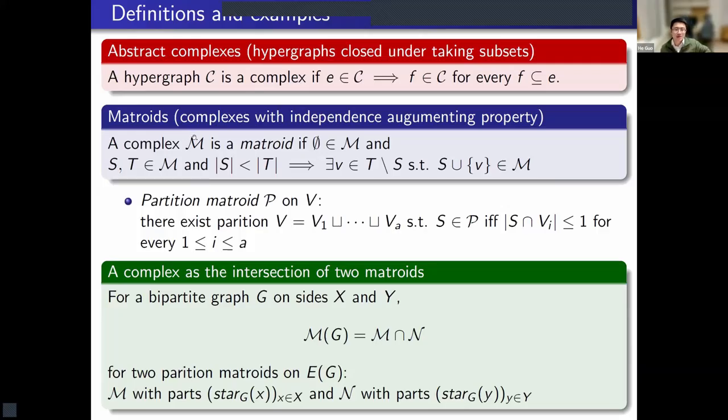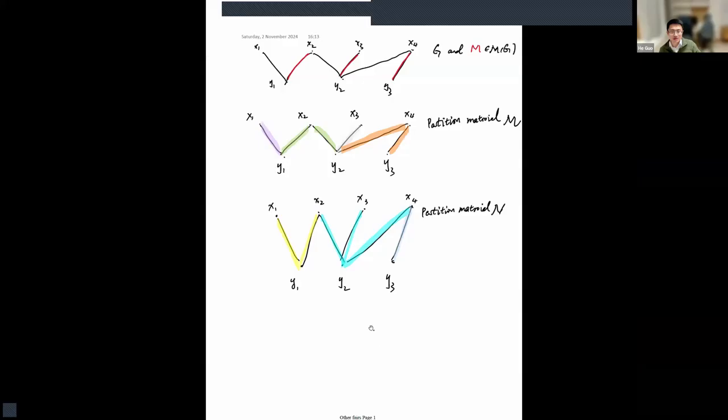So why do we have such a question? Here is a basic example where we can write this kind of complex as an intersection of two matroids, actually two partition matroids. Let me tell you this example. If you have a bipartite graph G with two sides X and Y, as we have seen, the matching complex of G is a complex. And actually, you can write this complex as an intersection of two partition matroids. Let me show you a picture. So assume this is your graph G.